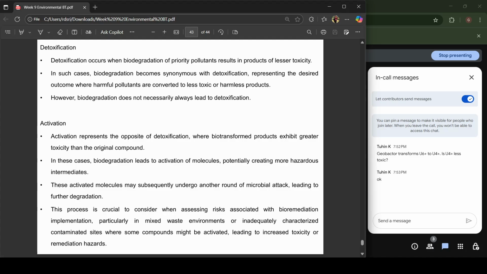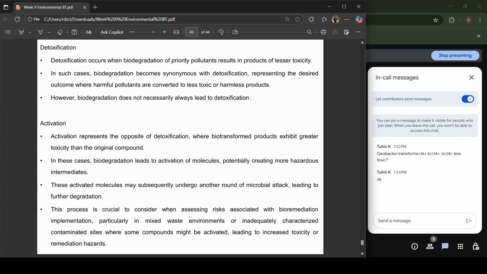Next one is the concept of activation. Activation represents the opposite of detoxification. Here, the biotransformed product exhibits greater toxicity than the original compound. In this case, biodegradation leads to the activation of the molecule, and it creates more hazardous intermediates. These activated molecules undergo another round of microbial attack, leading to further degradation. So first it increases the toxicity, and then it further acts to decrease it or degrade the compound.